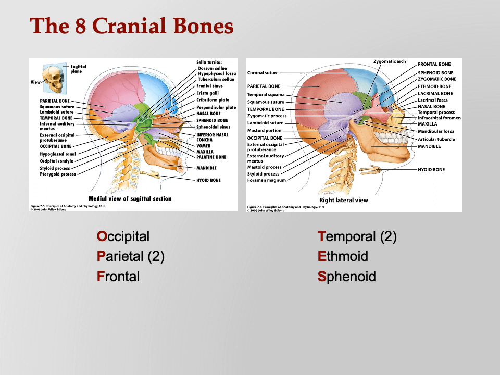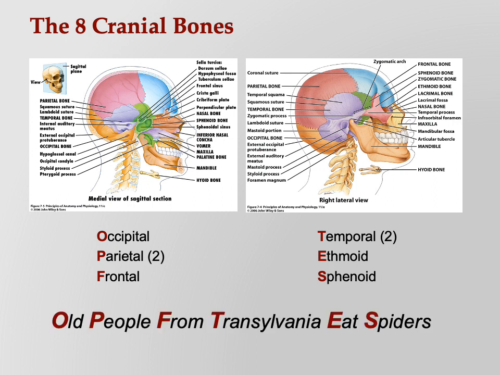Let's look at the 8 cranial bones. We have the occipital bone, 2 parietal bones, the frontal bone, 2 temporal bones, the ethmoid bone, and the sphenoid bone. I expect you to know the names of the 8 cranial bones. I might say on an exam, name 3 cranial bones. You should be able to do that. And a way to remember, old people from Transylvania eat spiders, okay? Yeah, it's stupid, but sometimes little stupid things help your memory. So see, O is for occipital, P for parietal, F for frontal, and so on, okay?